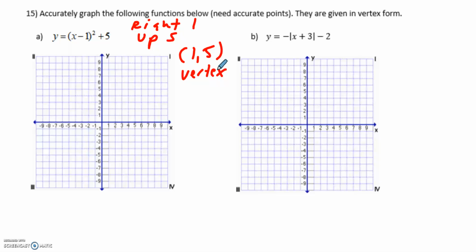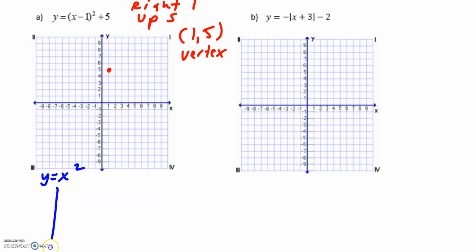Now, all parabolas originally start at (0, 0), so assume it starts here. So if I'm going over 1 and up 5, that's why the vertex starts here. And after this point is when you use the pattern we talked about in class. As soon as you see a parabola, think about the parent function x squared when there's nothing happening to it.